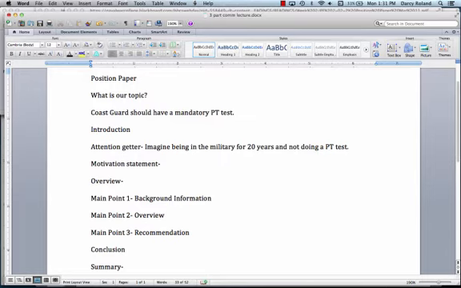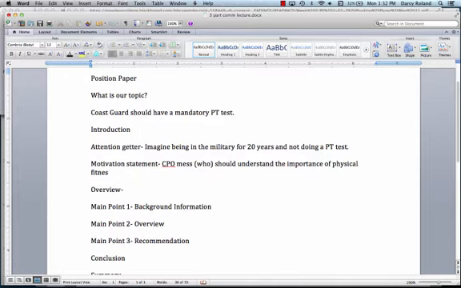Your motivation statement should answer 3 questions: who, what, and why. Who is who you're talking to. For this one, we'll do the Chief Petty Officer's Mess. And just like I said, that is who. Then what: should understand the importance of physical fitness. That right there fits the what. The what is should understand something.